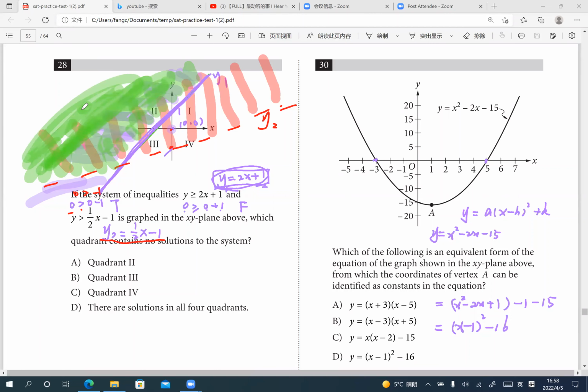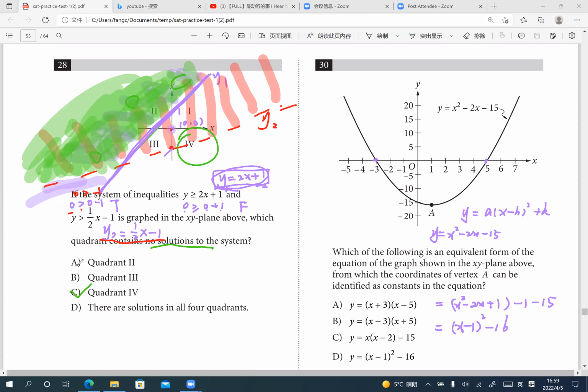Now we know which option we should choose. The question is, which quadrant contains no solution? We can tell the overlapping area contains the first quadrant, the second quadrant and the third quadrant. So only the fourth quadrant has no solution. So we should choose option C.